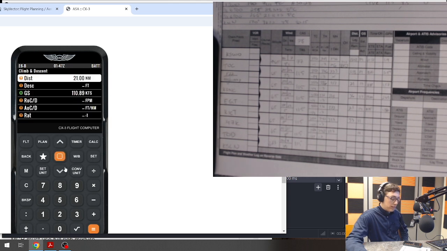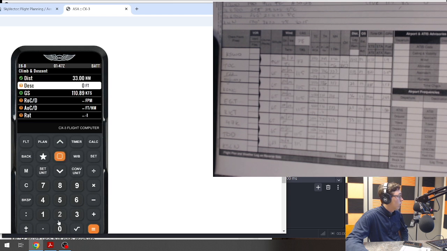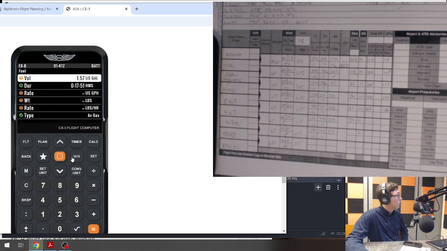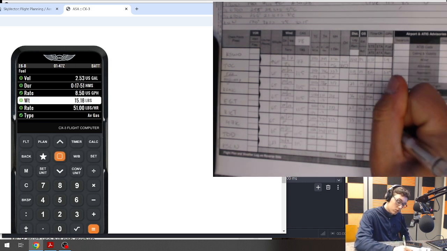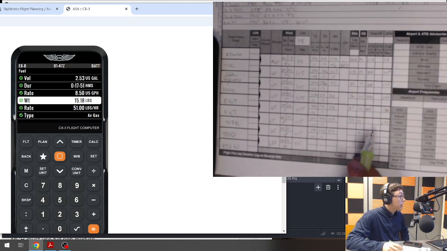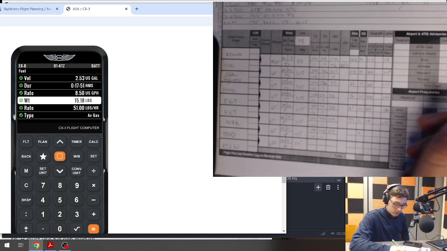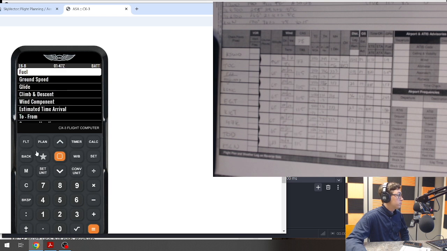Climb and descent. My distance for this one is going to be 33 nautical miles. Not climbing or descending anything. Ground speed's 111. Already put that in. Fuel. Rate is going to stay the same. 2.53 gallons. Estimated time around 17 minutes, 51 seconds. We'll round that up to 18 minutes. Then do it again.